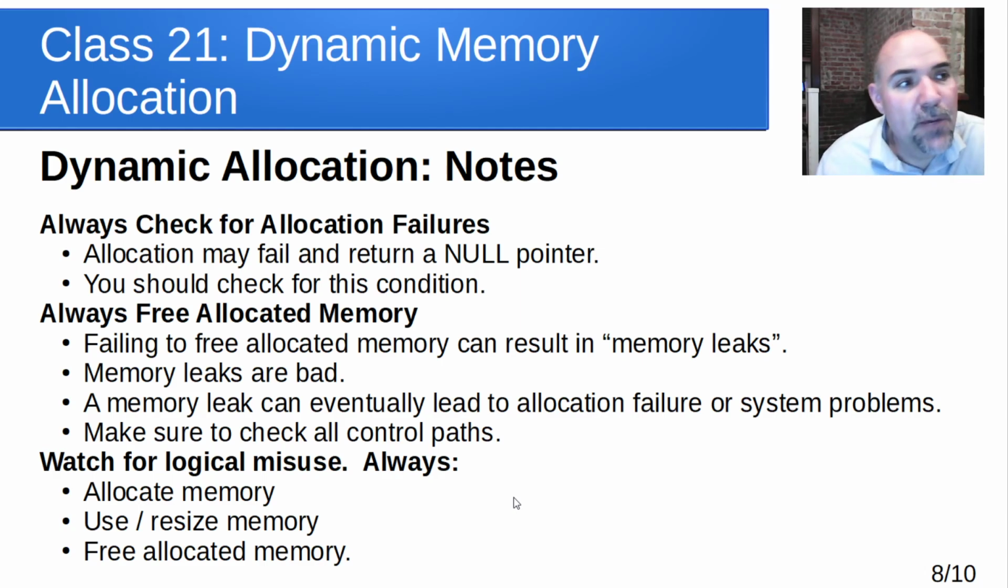And that can create what's called a memory leak, where as the program runs, it keeps allocating memory that it never frees. It allocates more, never frees, it allocates more. And the pool of memory that's available for your program or other applications running on your system is eventually going to be diminished, so there's no memory left. So that memory leak can eventually lead to allocation failure or system problems with the operating system.